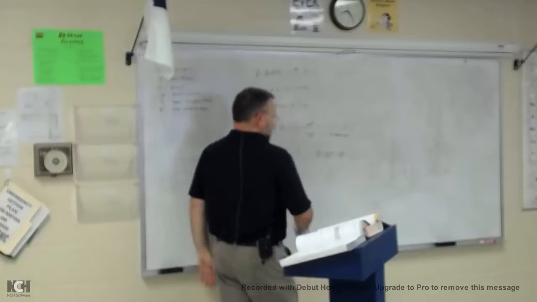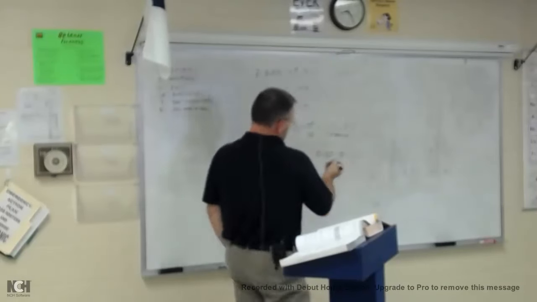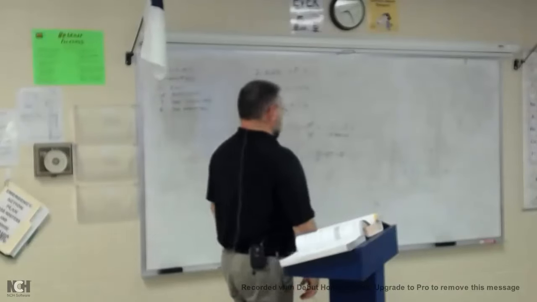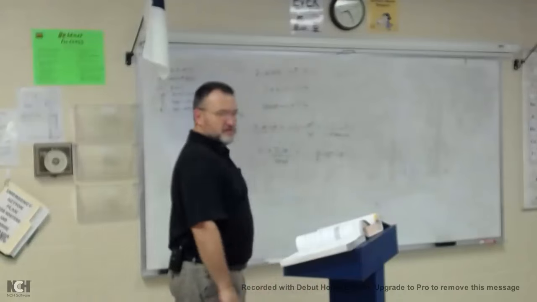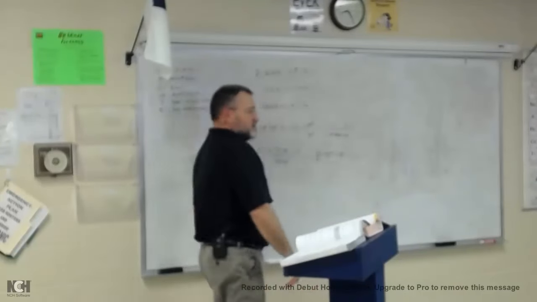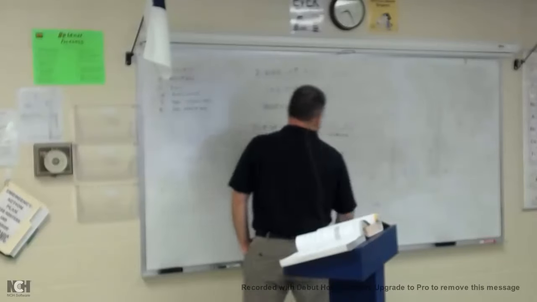Well, do we have any leading zeros left of the decimal? Yeah, we do. So we've got leading zeros over here. That's not significant. Okay. Do we have any non-zeros? Yeah, we do. Do we have any trailing zeros right of the decimal? Yes, we do over here.